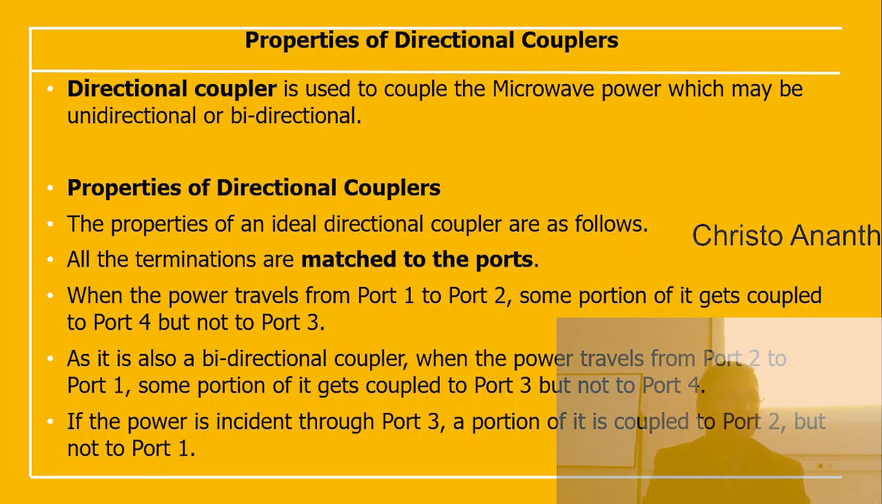All terminations are matched to the ports. So when the power travels from port 1 to port 2, some portion of it gets coupled to port 4 but not port 3. As it's a bidirectional coupler, when the power travels from 2 to 1, some portion of it gets coupled to port 3 but not port 4. So if the power is incident through port 3, a portion of it is coupled to port 2 but not port 1. So that is how.